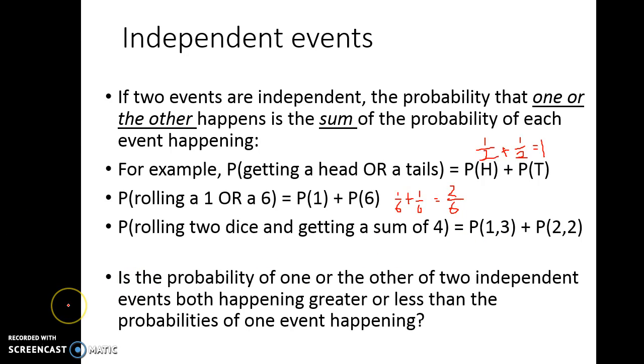Is the probability of one or the other of two independent events happening greater or less than the probability of one event happening? Well, you might have noticed that you went from having the chance of one event happening being 1/2 to the chance of either of these possibilities happening being 1. So you can see that the probability that one or the other event happens is actually the sum. So things get bigger. There's a better chance that either this or that is going to happen.